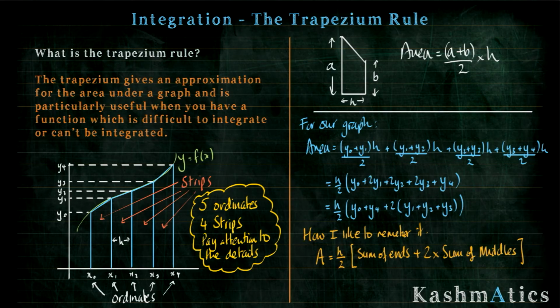So what is the Trapezium Rule? Now the Trapezium Rule gives an approximation for the area under a graph, and is particularly useful when you have a function which is difficult to integrate or one which just can't be integrated. So let's have a look at this diagram just below.